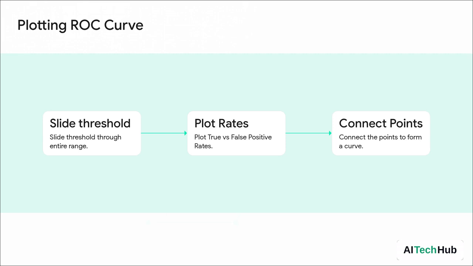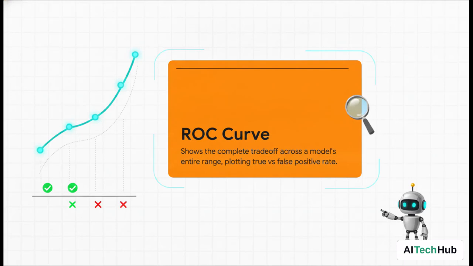Finally, step 3, we just connect all of those plotted points together. And connecting those dots brilliantly illustrates the whole picture. We get the ROC curve. This is literally a curve showing the complete, comprehensive trade-off across a model's entire range. By plotting the true positive rate against the false positive rate, you aren't just looking at one isolated threshold snapshot anymore. You are looking at the entire landscape of the model's decision-making power mapped out completely.